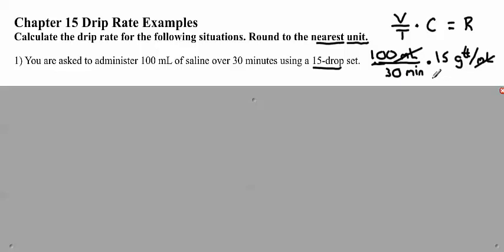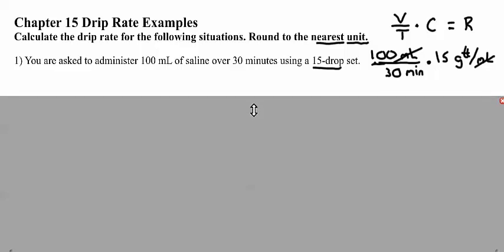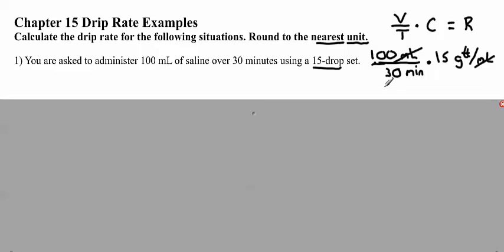So if you do the math here, you would get 1500 drops are needed. That's 100 times 15. And then divide by 30 minutes. You want that evenly spread out over 30 minutes. So that means you want 50 drops, GTT, every 1 minute.